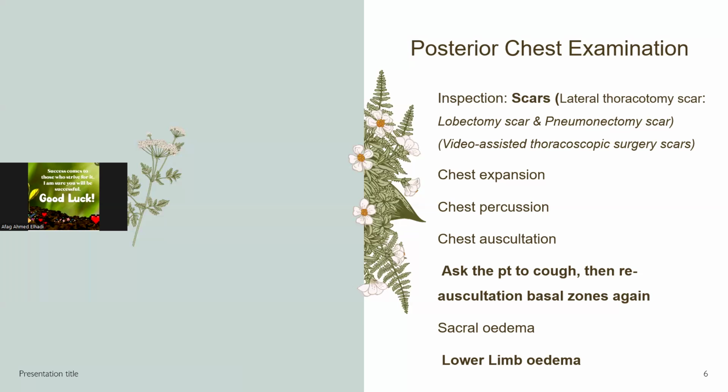We can check for sacral edema and lower limb edema. But if you find the JVP, for example, raised, remember to look for other signs of pulmonary hypertension, like left parasternal heave, palpable P2, lower limb edema, and also basal crackles. And also you can have tricuspid regurgitation, which is also a sign of pulmonary hypertension.